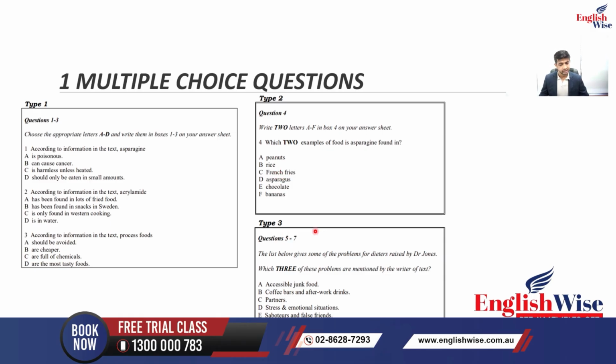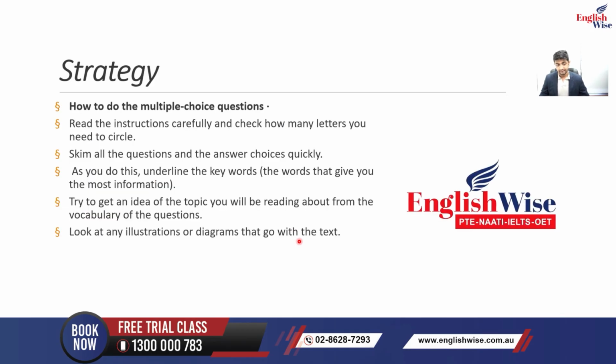For type 3, you have 3 options and there are 3 distinct questions, 5, 6 and 7, and depending on the correct options you choose, you will receive your marks for that. For multiple choice question, you have to make sure you read the instructions carefully and check how many letters they want you to circle or want you to mark, and skim the options carefully and the choices.